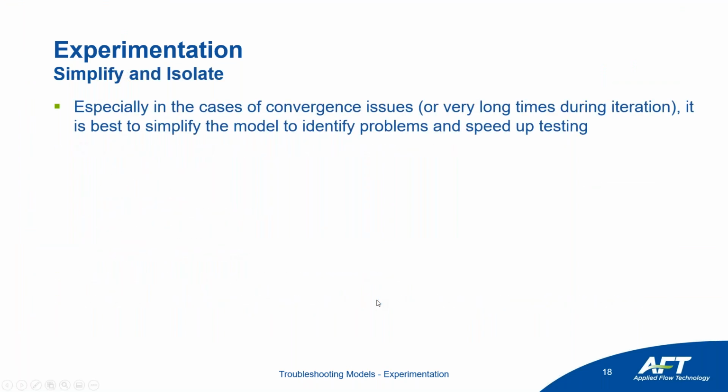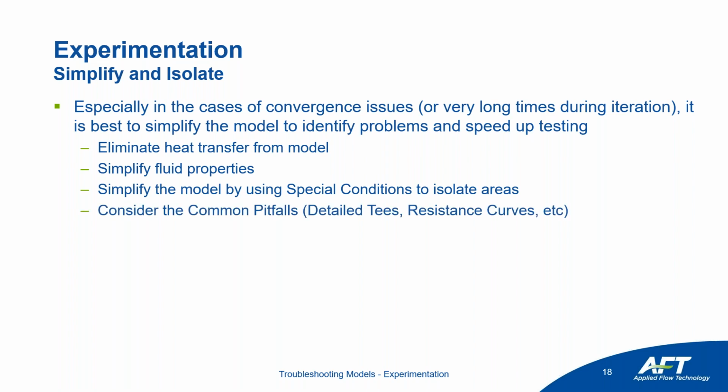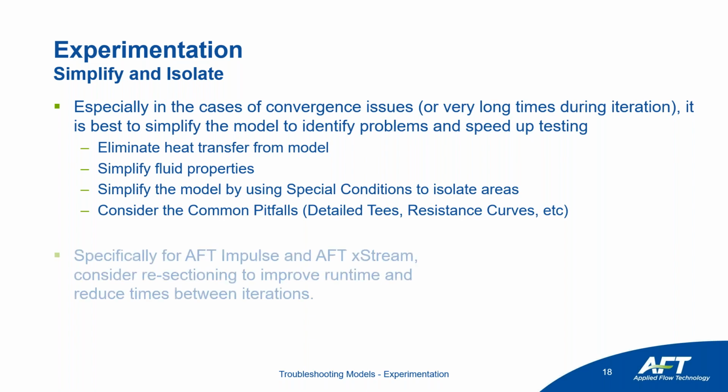So how can we simplify and isolate? Especially with convergence issues or very long runtimes, you can simplify your model to better identify problems and then speed up your iterations. So you can eliminate heat transfer, for example, simplify the fluid properties, where we saw it go from 50 seconds to 2 seconds. We can isolate different areas using special conditions, so we can close off pipes. And then we can also consider those common pitfalls that we've been coming back to: detailed T's, resistance curves, pumps in parallel, things like that.